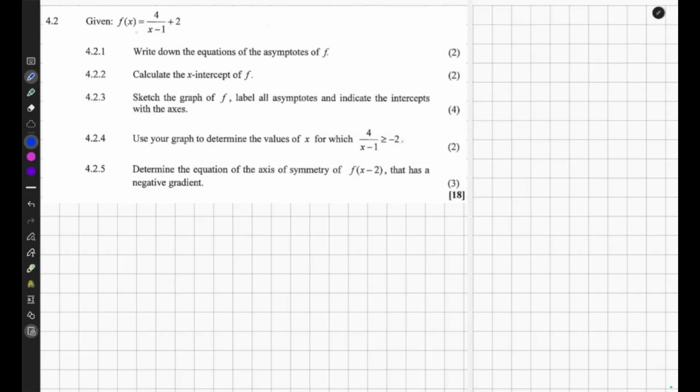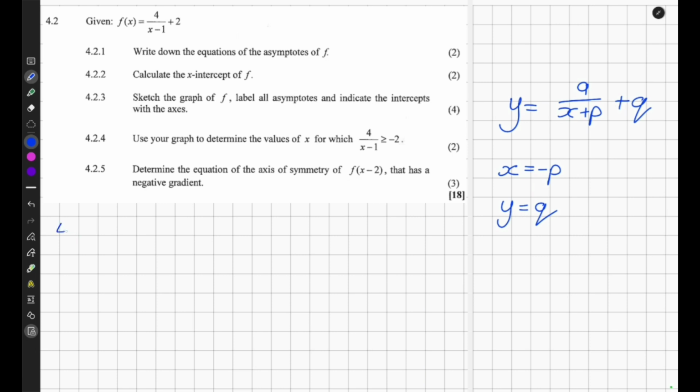Question 4.2 is now not an exponential anymore. This is now a hyperbola. I know that because the x is in the denominator of that fraction. Write down the equation of the asymptotes. So just a little bit of theory recap. The standard form for a hyperbola would always be y is equal to a over x plus p, plus q. And my asymptotes would be x is equal to minus p, y is equal to q.